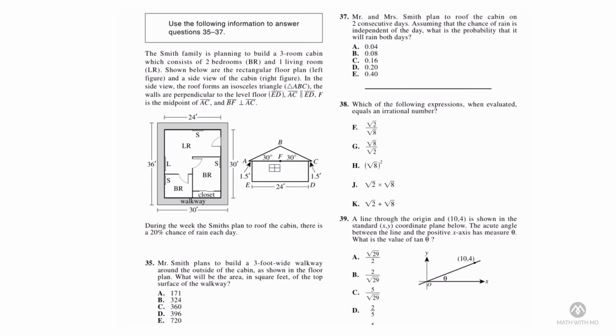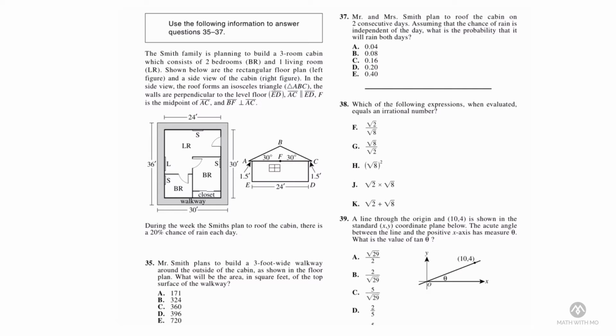And the Smith family is planning to build a 3-room cabin which consists of 2 bedrooms and 1 living room. Shown below are the rectangular floor plan and a side view of the cabin. In the side view, the roof forms an isosceles triangle. The walls are perpendicular to the level floor. AC is perpendicular to ED. F is the midpoint of AC, and BF is perpendicular to AC.